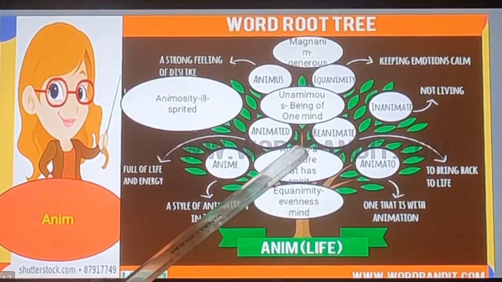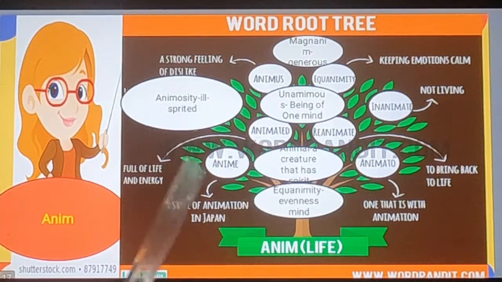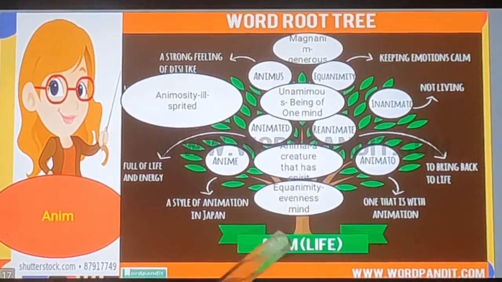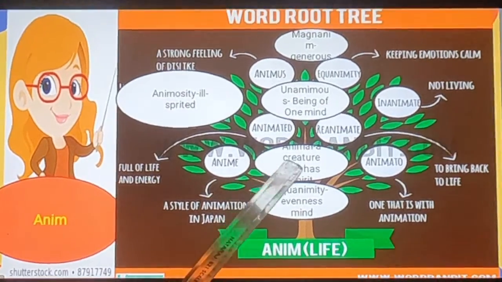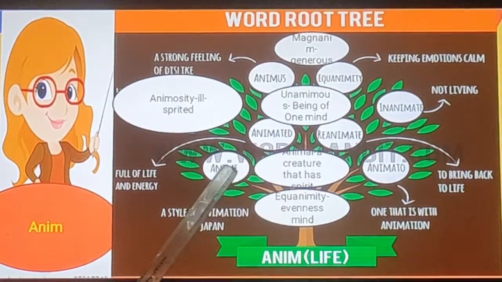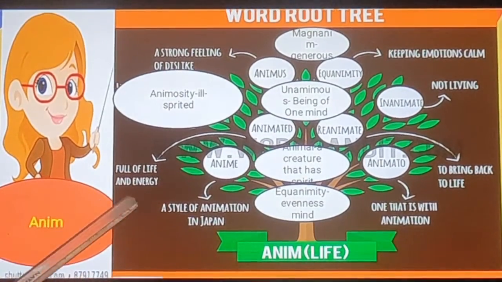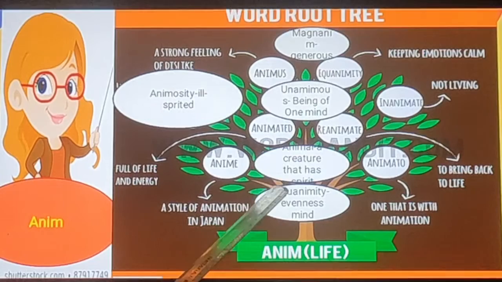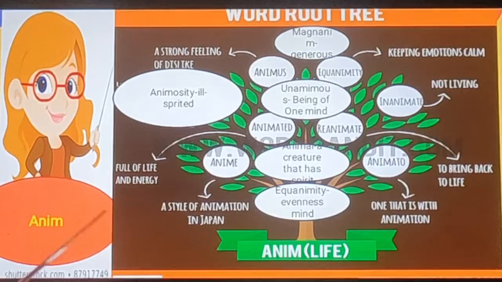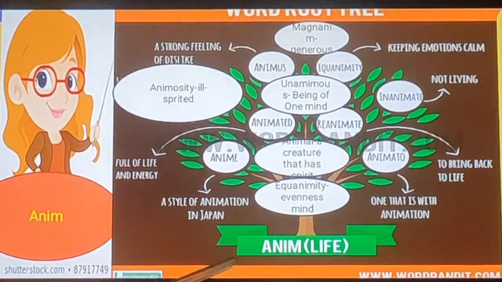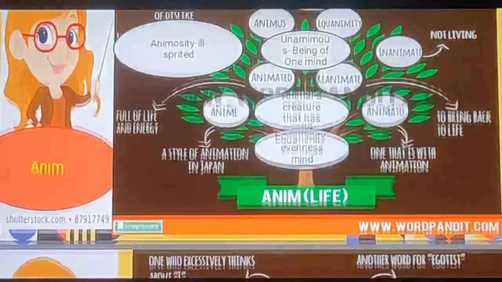Animal. Once again, look at this. Animal. What is this? A creature that has spirit. Which means having life. Animal means, as you already know, a creature. A creature that has spirit. One who has spirit in the body, we call animal. A creature that has spirit. Okay. Do you understand this? Okay, anim means life. That is the root word anim, and the meaning of the root word is life. Coming to the next one.